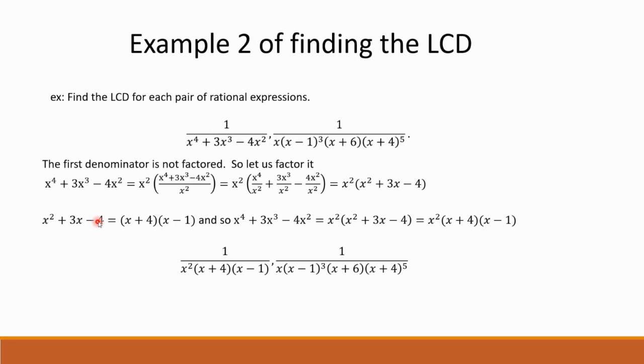Now we want to factor x squared plus 3x minus 4. Again, it's just like the other ones. We need two numbers whose product is minus 4 and whose sum is 3. Let's use 4 and negative 1. So we're going to have x plus 4 times x minus 1. Putting it all together, this denominator becomes this, and that's what we get there.